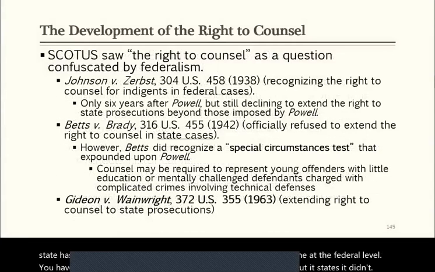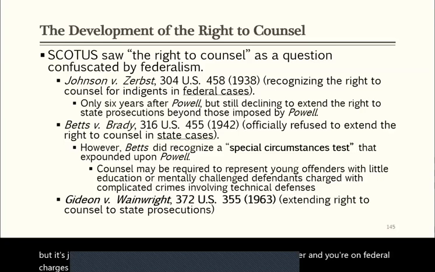So the Supreme Court saw the, quote, right to counsel as a question that was confiscated by federalism, right? So if we look at a couple of cases, we start to see them expanding this right to an attorney. We look at a 1938 case, Johnson v. Zerbst. It recognizes the right to counsel for indigents in federal cases, right? Because it's fairly clear that the Constitution says you have the right to counsel. But the Constitution doesn't say you have to be poor or they have to give you one for free, it's just how we interpret it. If you're indigent and can't afford a lawyer and you're on federal charges, you get a federal lawyer, right?